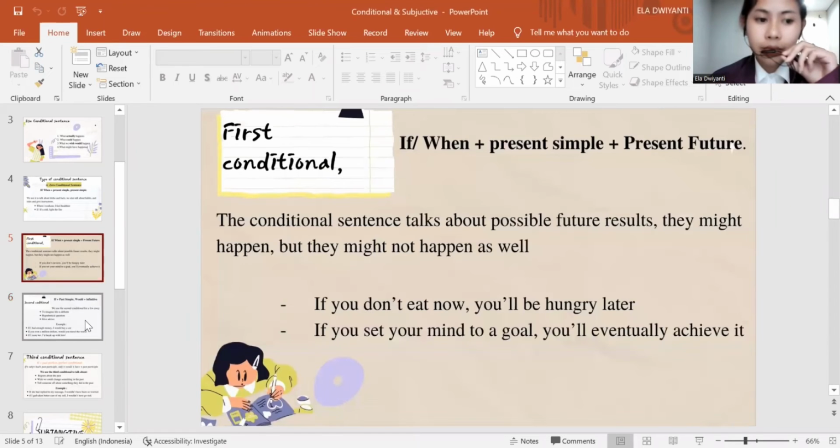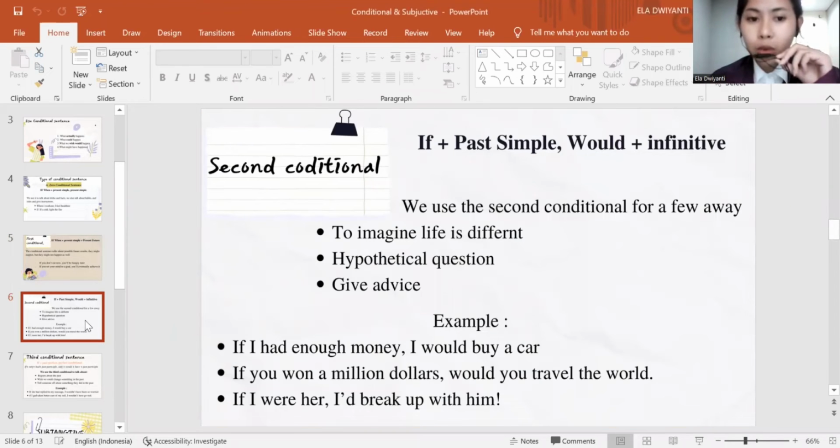Next slide. Okay, the next slide, we have the second conditional. We use the second conditional in a few ways, for example, to imagine life is different, hypothetical questions, and to give advice. The formula of this conditional is if plus past simple, comma, would plus infinitive, which we call the result clause. It can only happen when the if clause happens.